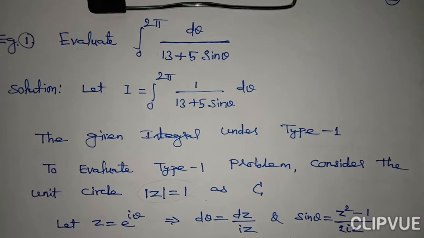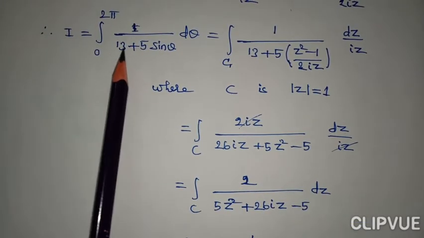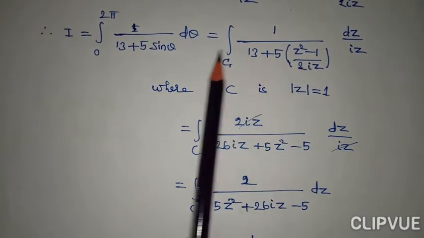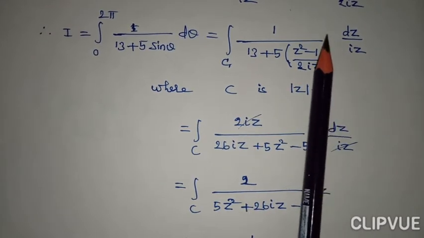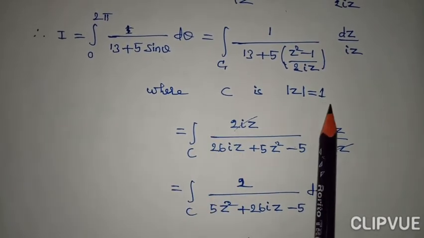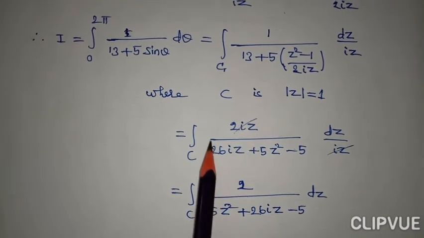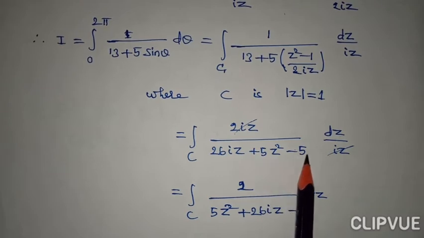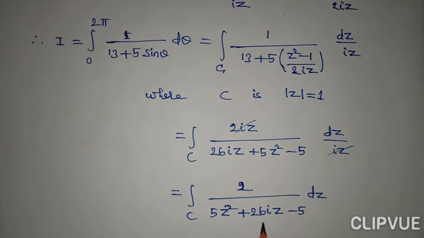Next, after assuming the unit circle, the given integral can be written as integral over C of 1 divided by 13 plus 5 times, instead of sin theta you can replace this value, and d theta is dz by iz, where C is modulus of z equal to 1. Now if you simplify the above step, it gives you integral over C of 2iz divided by 26iz plus 5z square minus 5, times dz by iz. You can cancel this iz with this. After that, the remaining is this.